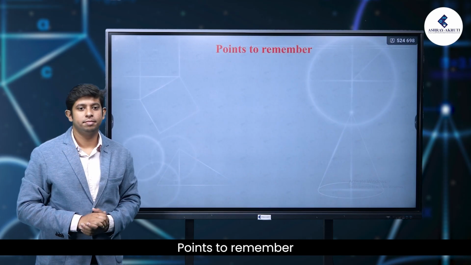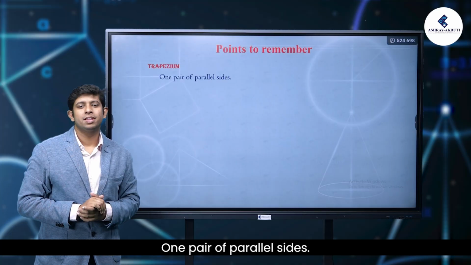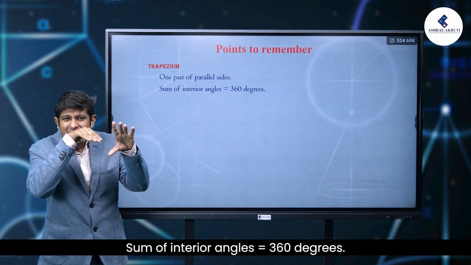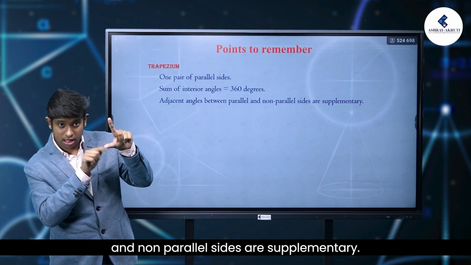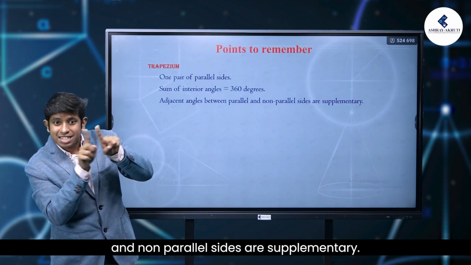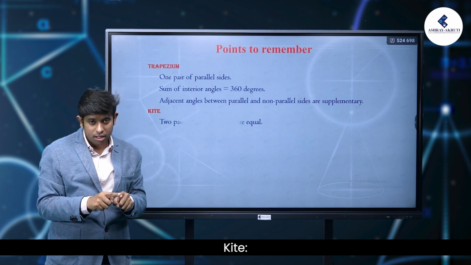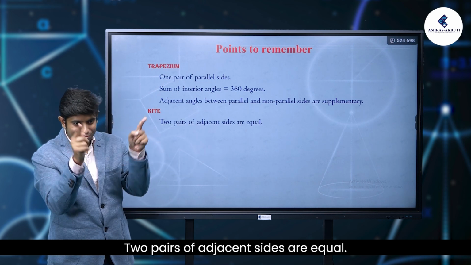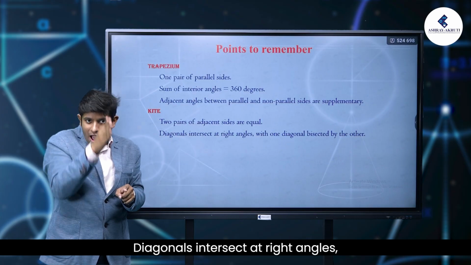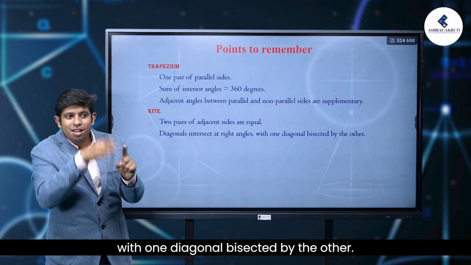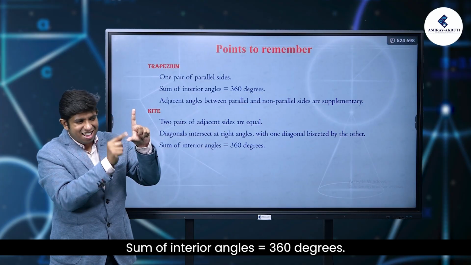Points to remember. Trapezium. One pair of parallel sides. Sum of interior angles equals 360 degrees. Adjacent angles between parallel and non-parallel sides are supplementary. Kite. Two pairs of adjacent sides are equal. Diagonals intersect at right angles with one diagonal bisected by the other. Sum of interior angles equals 360 degrees.